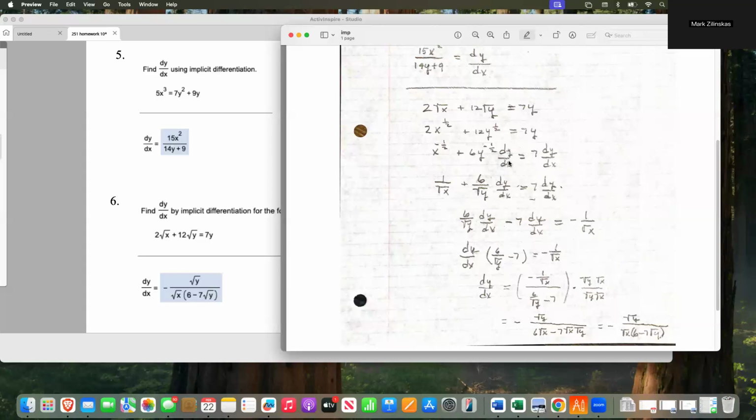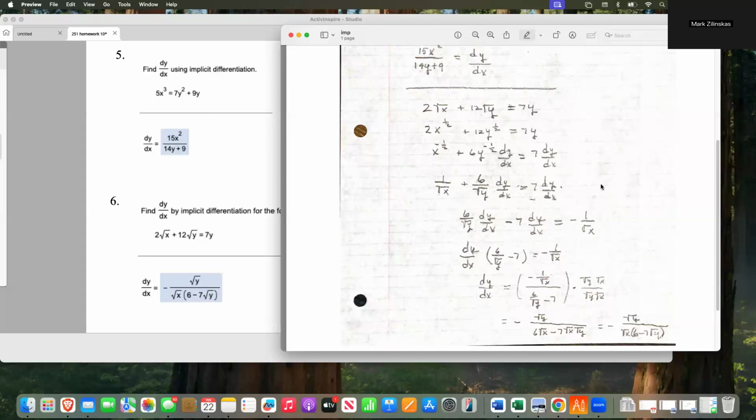Now I don't have these terms on the same side. I did some simplification here where I just converted back to radicals. So the negative 1/2 would put y to the 1/2 in the denominator, and I just wrote it as the square root of y. And I did the same thing over here with x. Again, use pause and scroll if you need to stop and go back over that. And then I just subtracted the 7 dy dx from both sides.